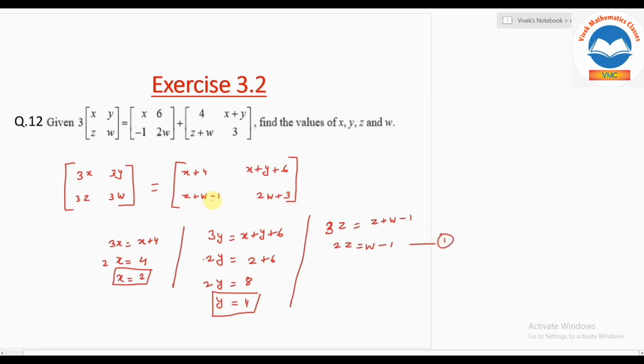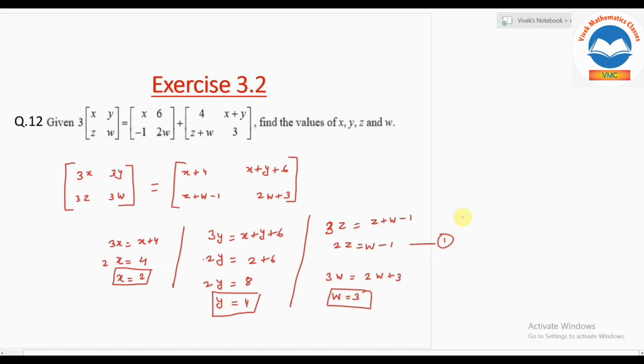Similarly, if you compare A22 with B22, we will get one more equation. So what will you get here? 3w equal to 2w plus 3. So from here, if you subtract, 3w minus 2w will be w, which is equal to 3. The w value we are getting is 3.